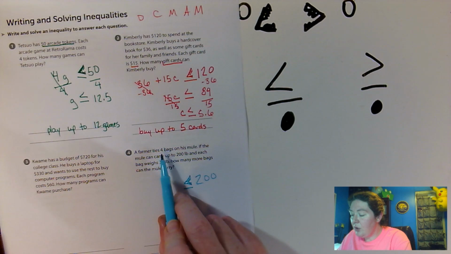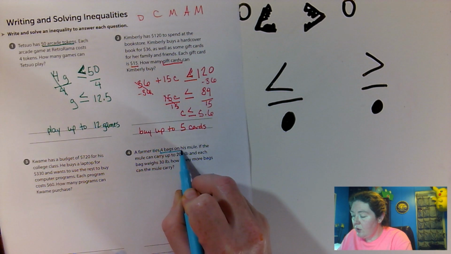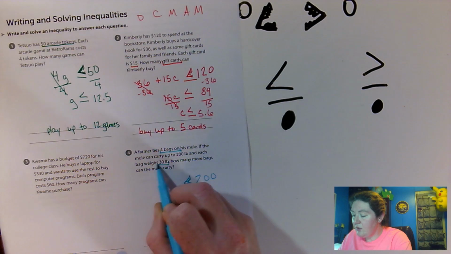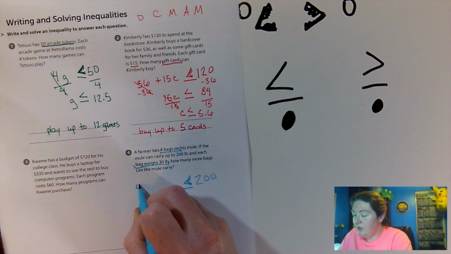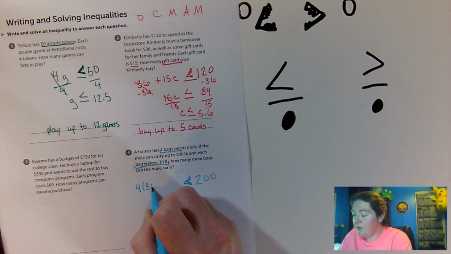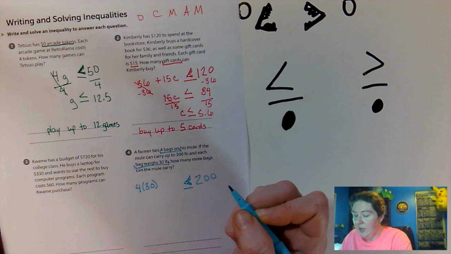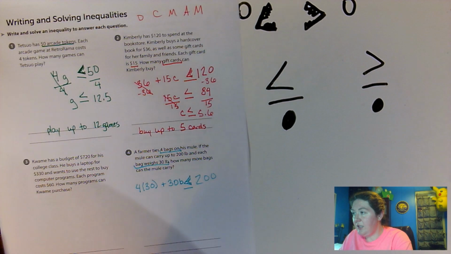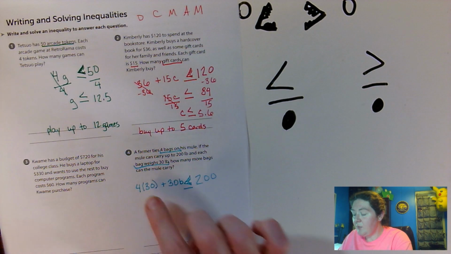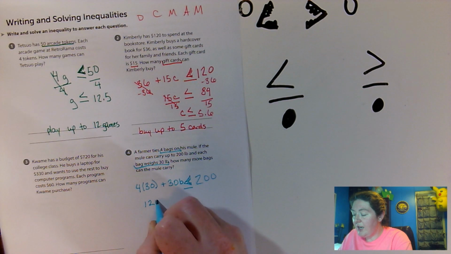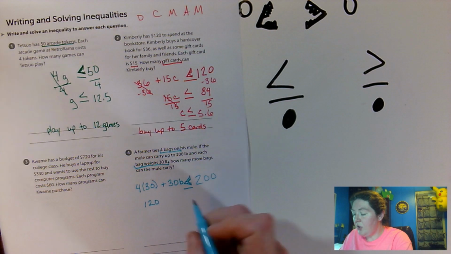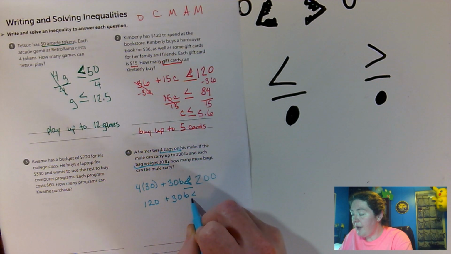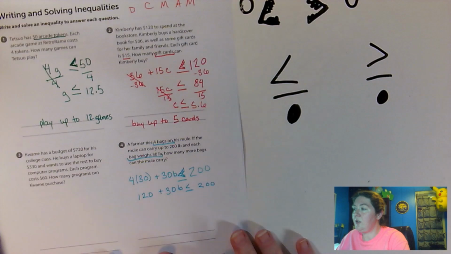So he's got 4 bags on his mule, and each bag weighs 30 pounds. He wants to know how many more 30-pound bags he can carry. I can simplify this to say he's already got 120 pounds on him, and I'm looking to see how many more 30-pound bags I can add to make the 200-pound limit.